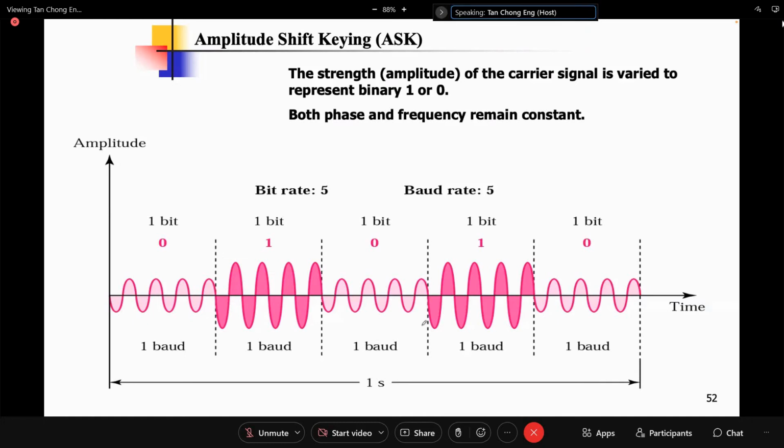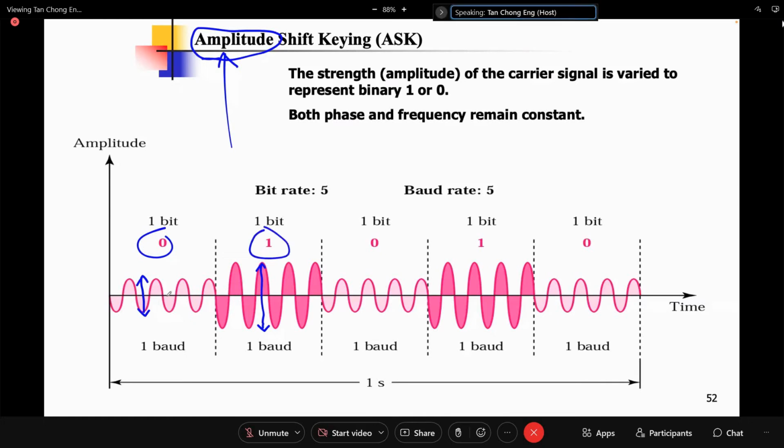When you see amplitude shift keying, the name amplitude tells you what? You are going to play around with the amplitude, right? So what is amplitude? Amplitude is the height of your signal. You see this one has low amplitude, this one is very low. Okay? And then you look at this one, it is very high. High and low, the amplitude. The height of the signal is called the amplitude. So you are changing the amplitude to represent 1 and 0. Low amplitude represents 0. High amplitude represents 1.